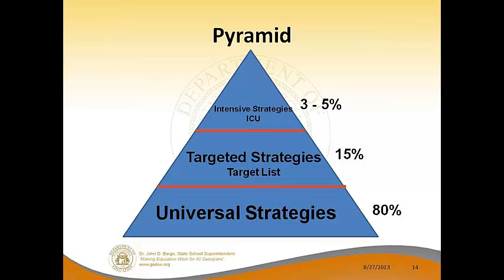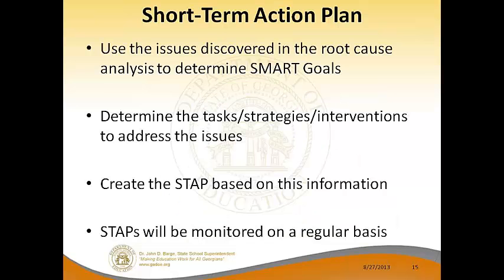So that sets up the stage for what we're going to talk about next, which is your short-term action plan. This is the action plan that your school team is going to put together to determine what activities, strategies, interventions are going to be put in place to address those issues that you determined in your root cause analysis. So you'll have a SMART goal, and it may be from your school improvement plan, but you'll have a SMART goal that needs to be addressed, and so you as a school team will determine what are some things you can put in place that are going to address those issues.